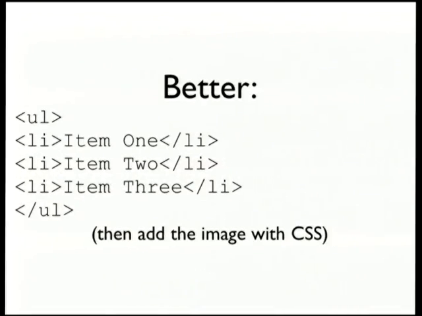So better: use the unordered list tag, put each link or item in a list item tag, and then in your CSS, make the list item tag have the image in it. That will give you the exact same effect, but it will actually be accessible.